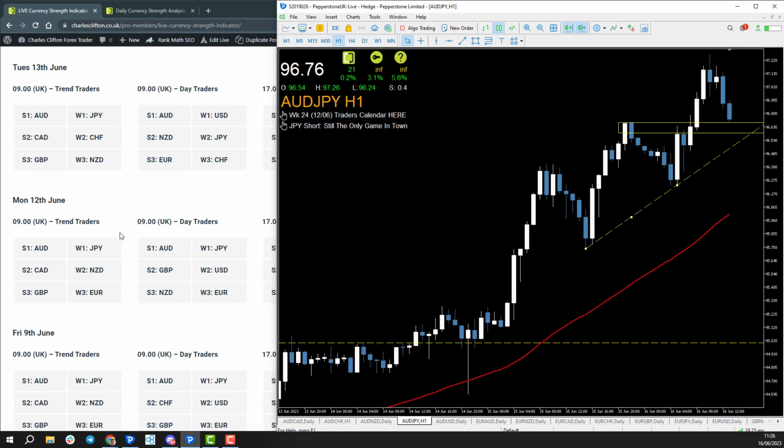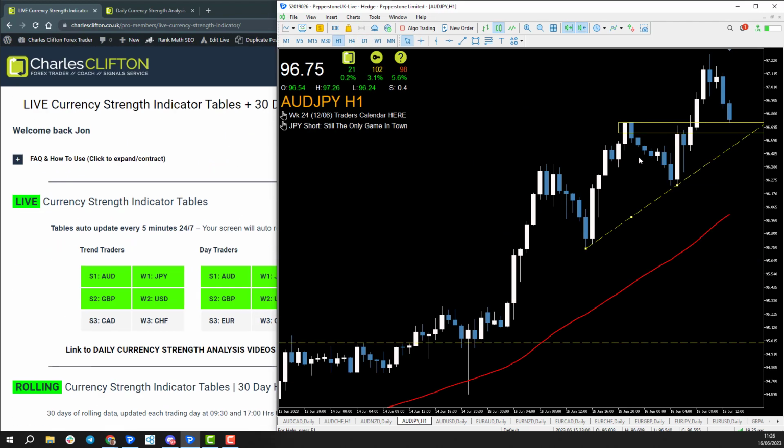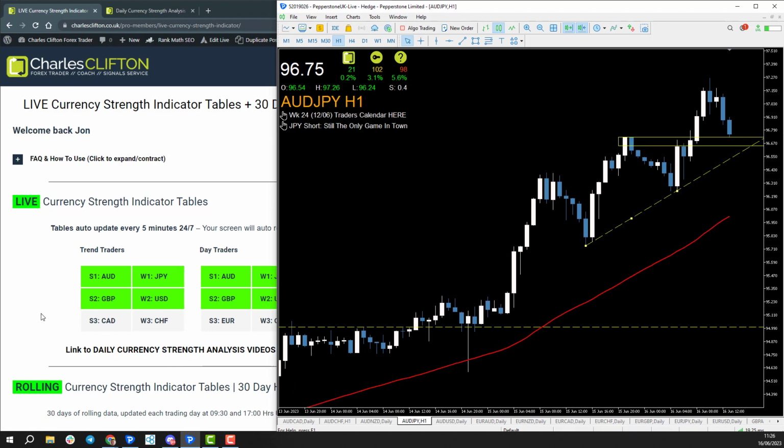Now, for entry possibilities, I'm looking at this hourly chart and we can see that price is making higher highs and higher lows, like an upward trend would form. So looking to see if that will continue. Our 50 moving average is still pointing to the upside. We are quite a way away from that 50 moving average.